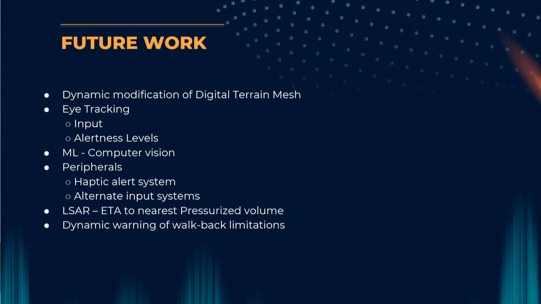Along with that, using machine learning for computer vision for geological sampling, adding in some extra peripherals such as a haptic alert system as well as alternate input systems to get away from the gesture-based control, which may not be viable using a pressure suit such as the XEMU or any new suits coming along the pike, as well as using the LSAR to figure out the ETA to the nearest pressurized volume, both if you are walking at a normal speed of 2.2 meters per second, for the Apollo walking speed, or if you need to actually take an incapacitated crew member.